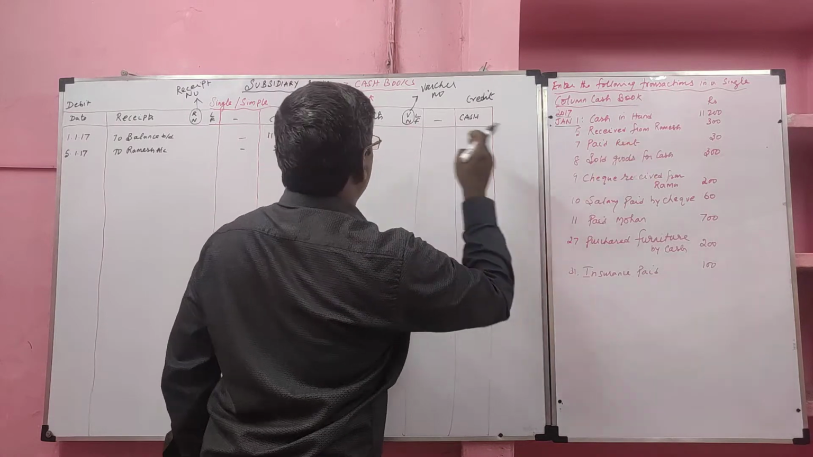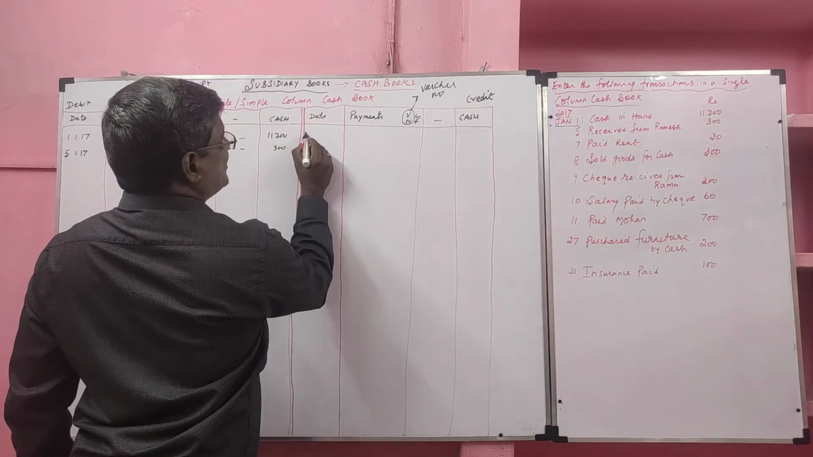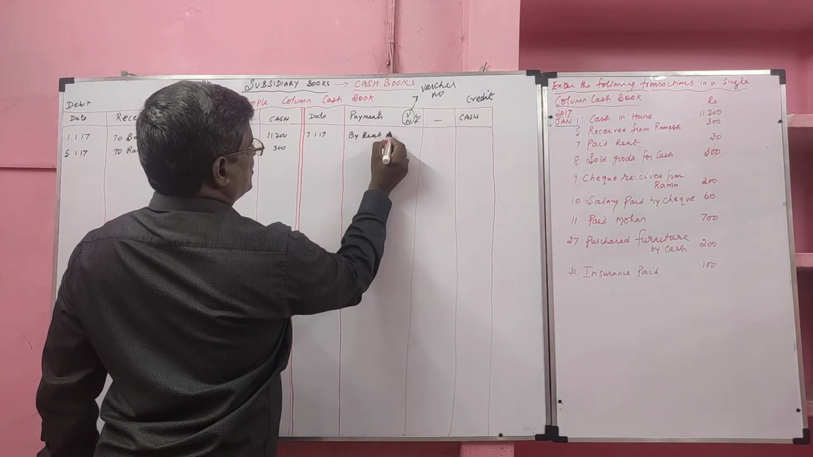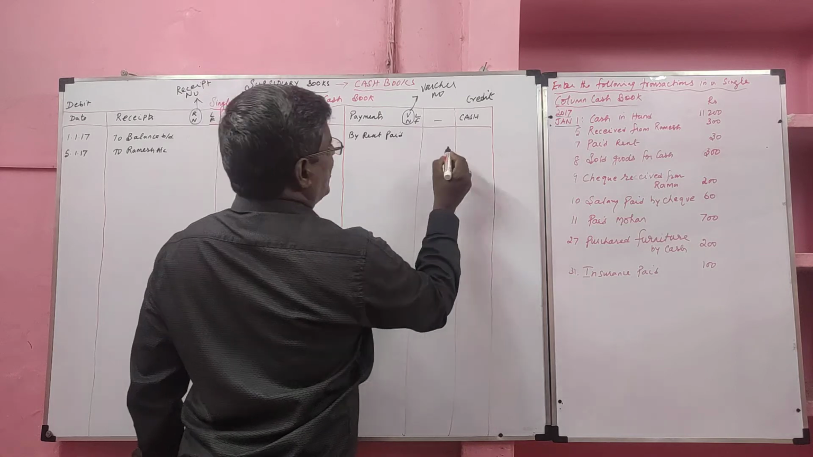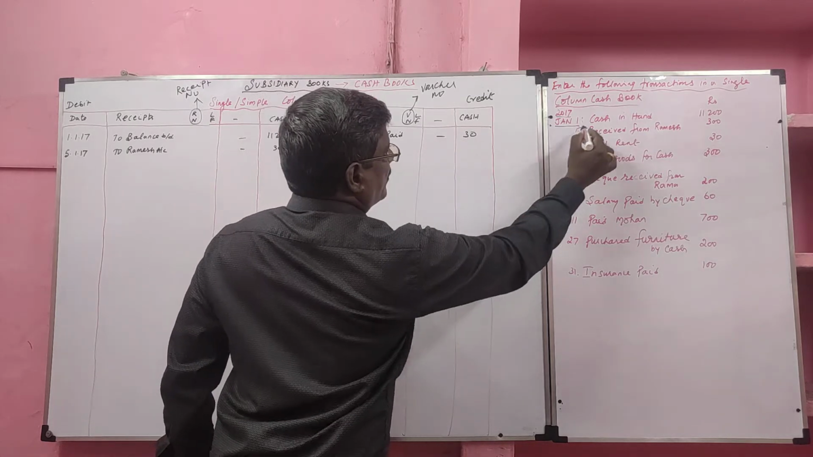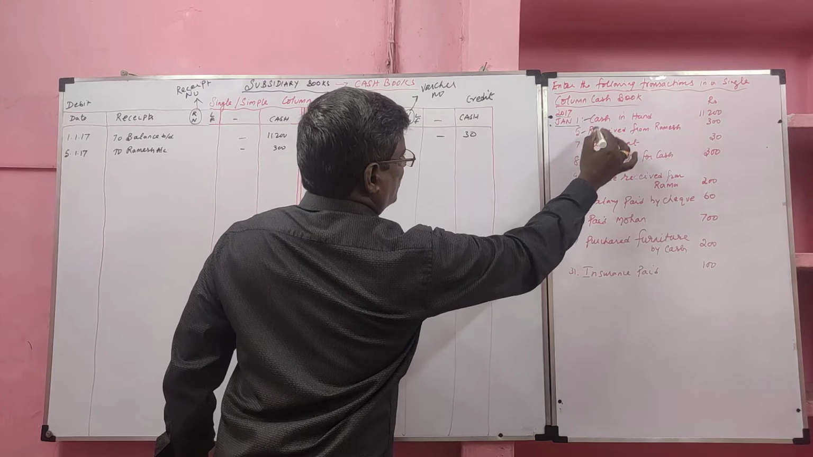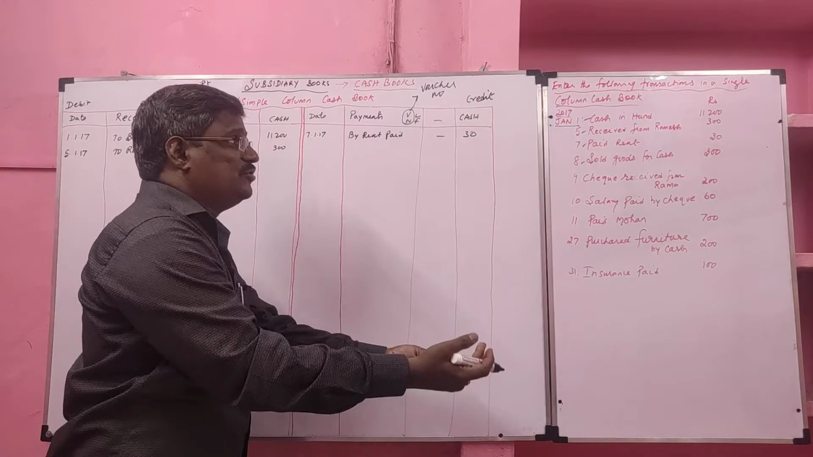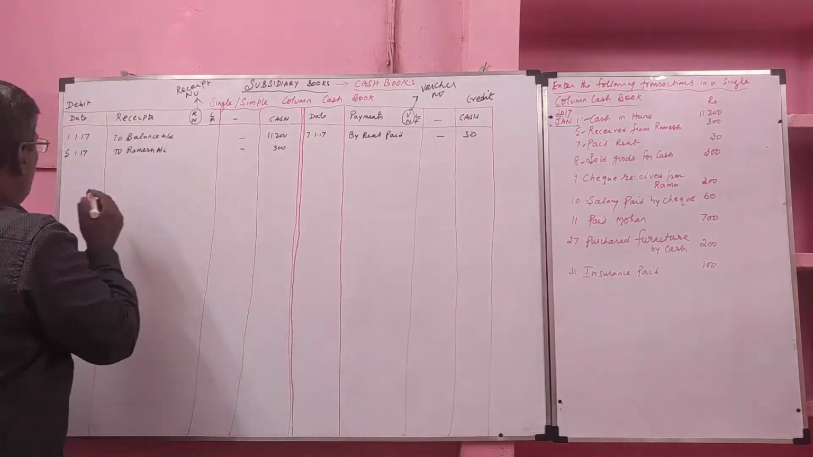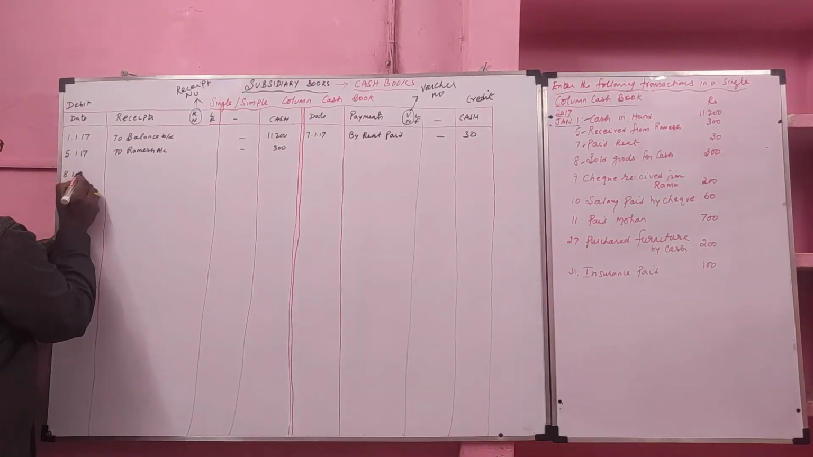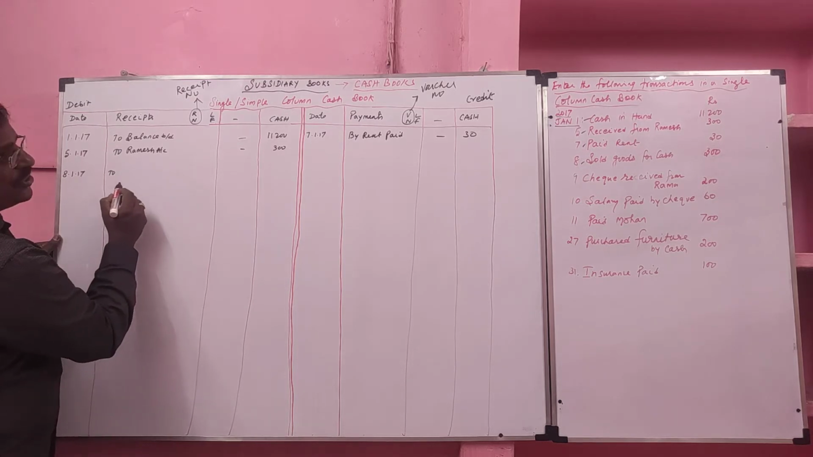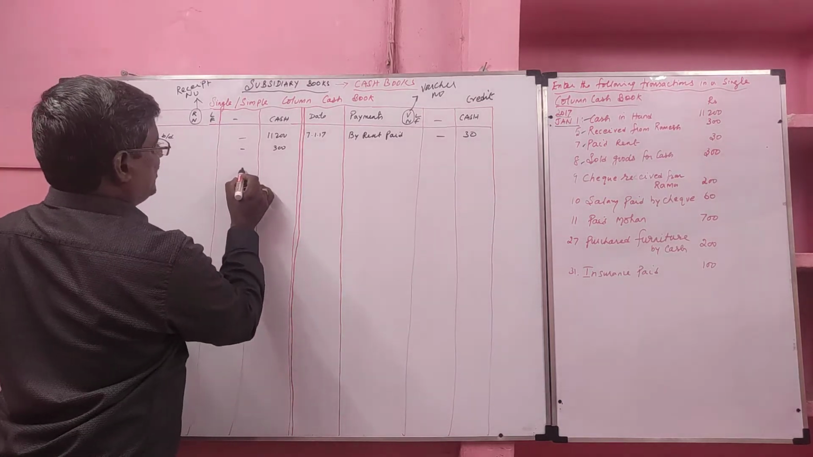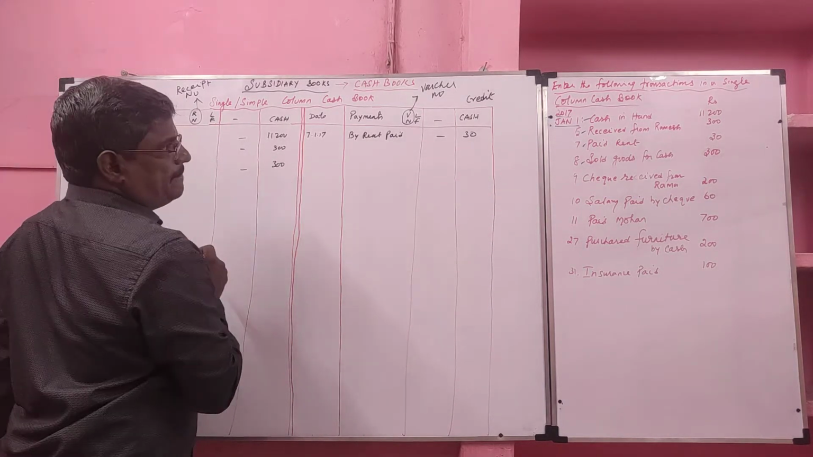Next, paid rent. We are making a payment, so it will be recorded on the credit side. By rent paid, 30. Then next one, sold goods for cash. When we sell goods, we are receiving money, so it is a receipt. We write it on the debit side. So it is a cash sale, a cash sales receipt, recorded on the debit side.